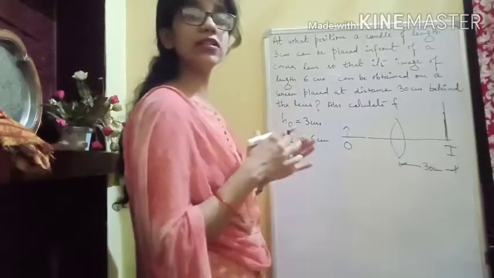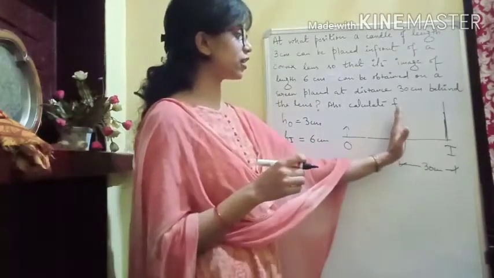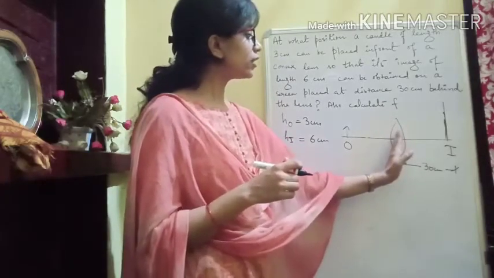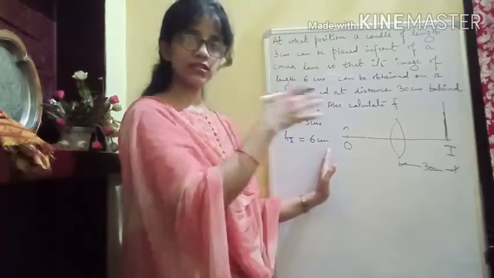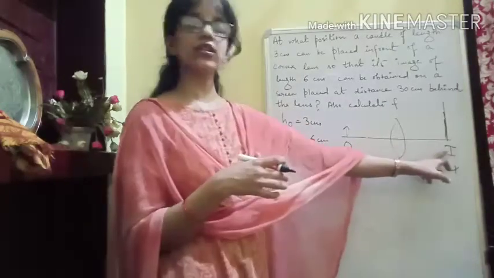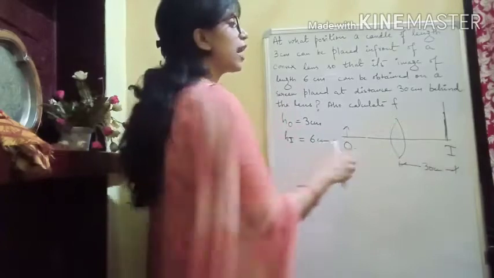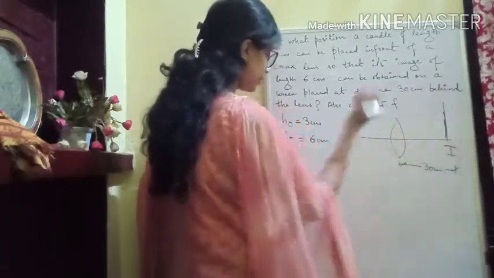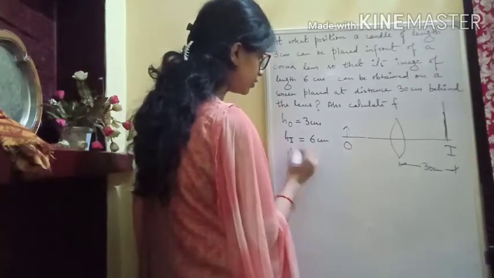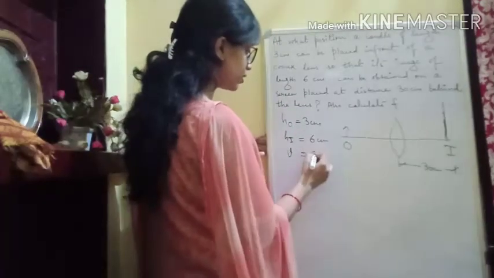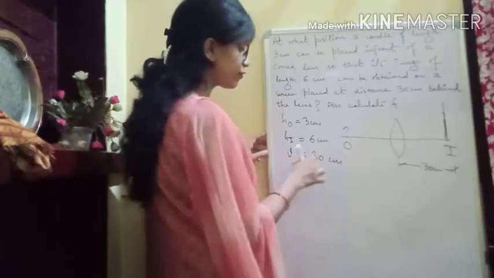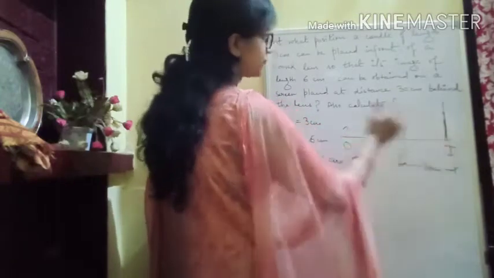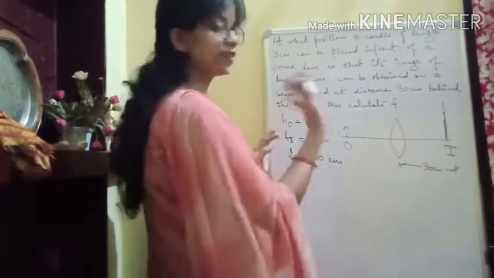And we have learned in the sign convention, if we take the optical center as origin, anything on the left hand side, the distances will be taken negative, and on the right hand side all the distances will be taken positive. Since the image is formed behind the lens, on the right hand side, the image distance V we will take as 30 cm, and of course it is going to be positive. You understand, because it is falling on the right hand side.